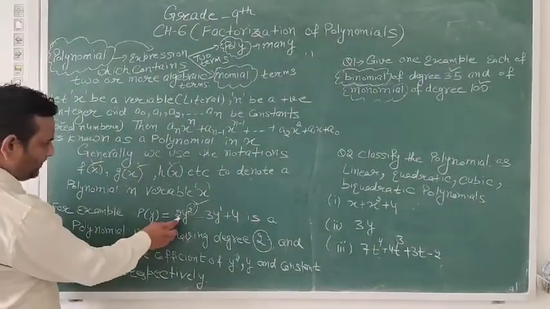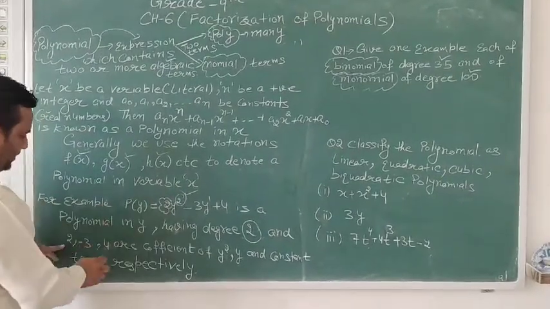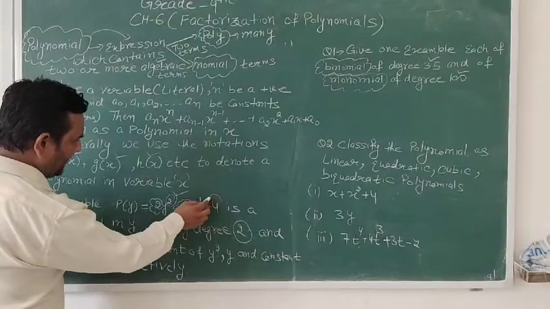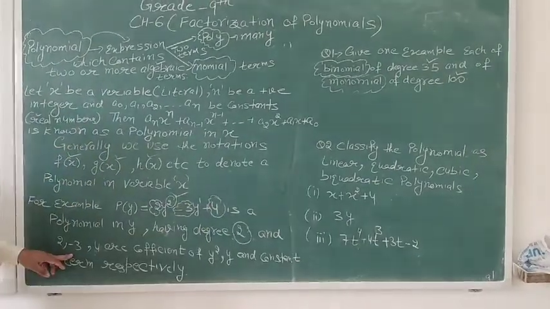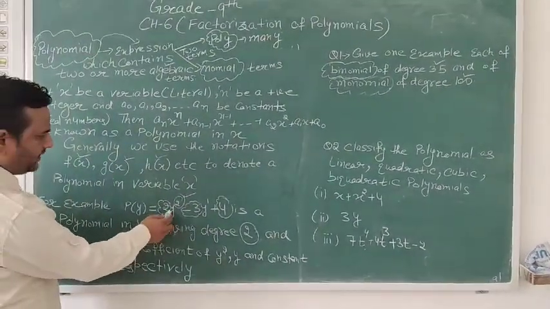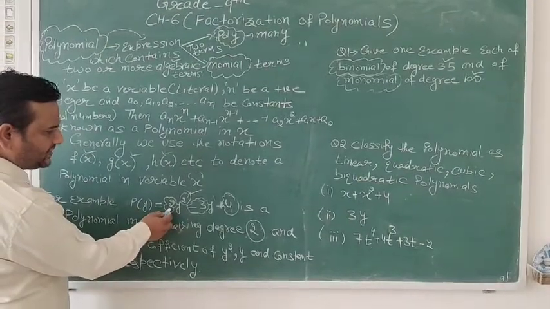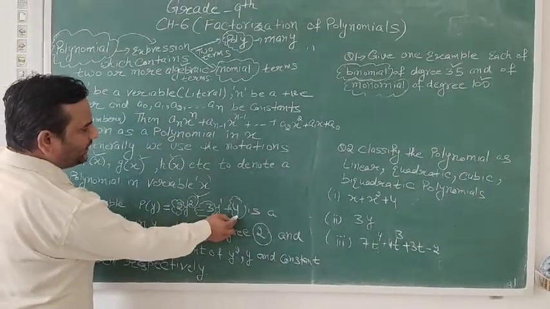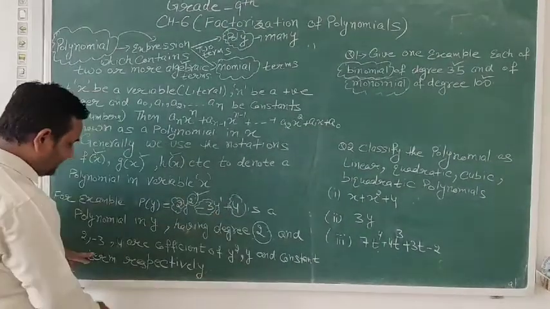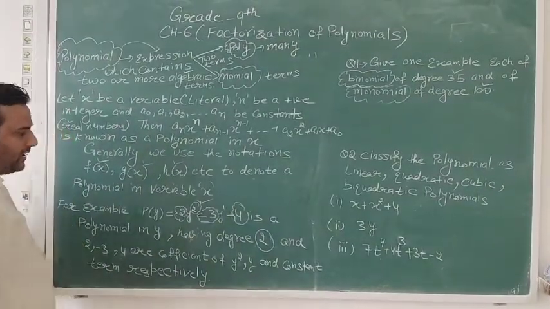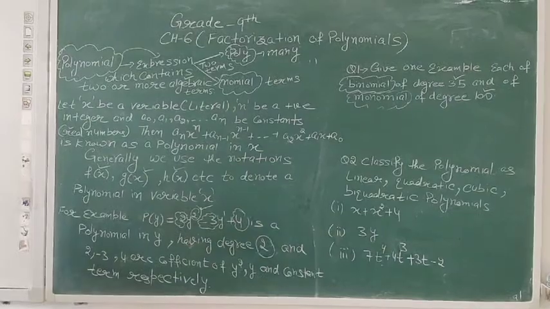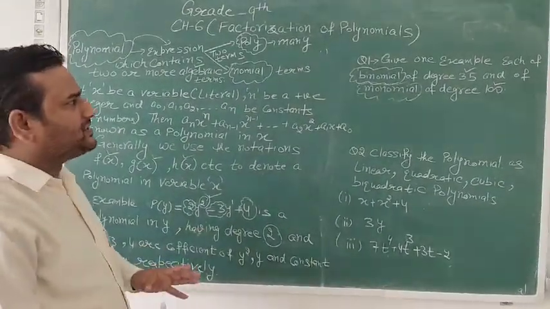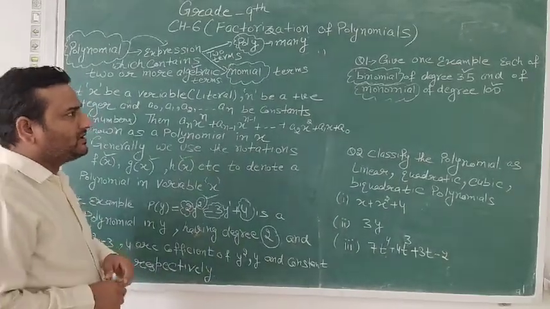And this 2 I am talking about, then minus 3, this minus 3 I am talking about, and this 4 are said to be coefficients. 2 is the coefficient of y square. Minus 3 is the coefficient of y. And 4 is your constant term. So students, this is all about your polynomial. Let us solve some questions based on this topic or concept.